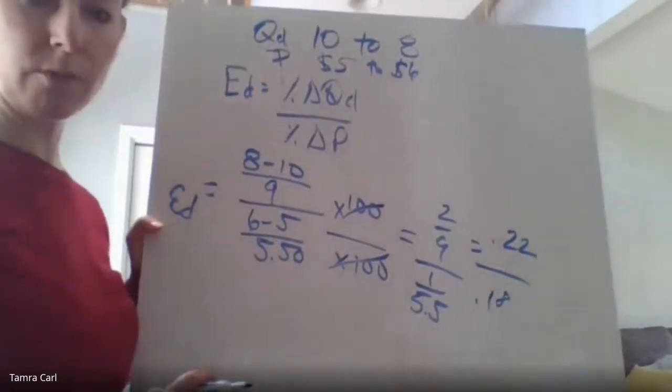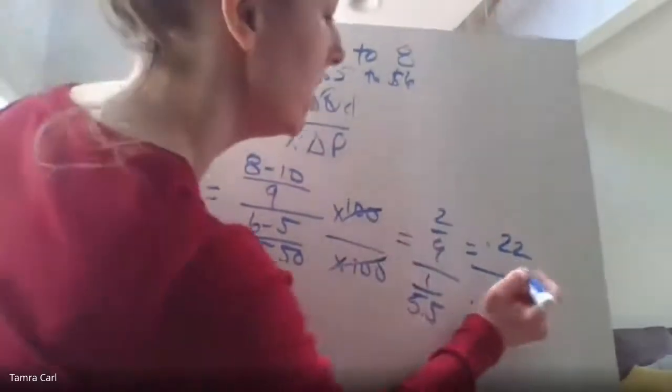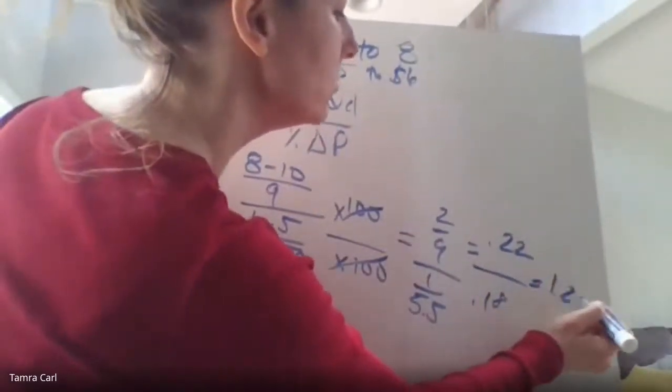All right, I'm coming up with 1.22. What'd you guys come up with? Yeah, you guys are so fast. Okay, so that's where you get 1.22.